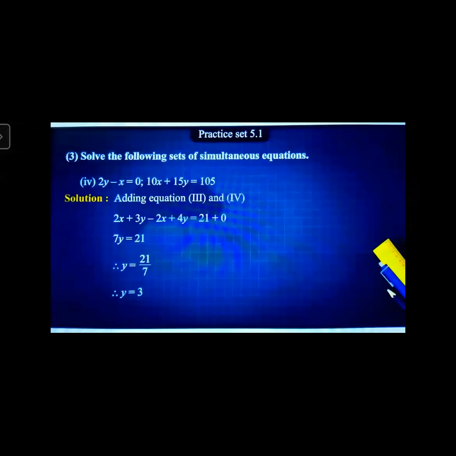We are done with practice set 5.1. Now, while solving word problems, we will see word problems based on simultaneous equations. Solved examples are on page number 87. You can see on page number 88 one more solved example there.